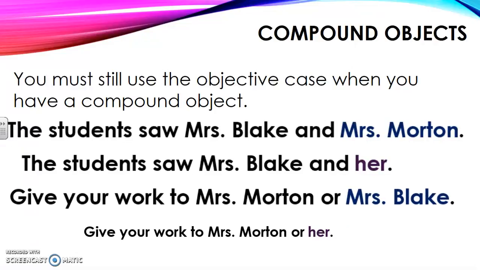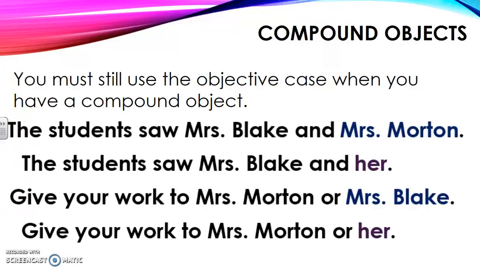Give your work to Mrs. Morton or Mrs. Blake. Here we have a prepositional phrase. Adding in a second object doesn't change the fact that we need to use the objective case of the pronoun. So give your work to Mrs. Morton or her. You wouldn't say give your work to she. Adding in Mrs. Morton doesn't change that.